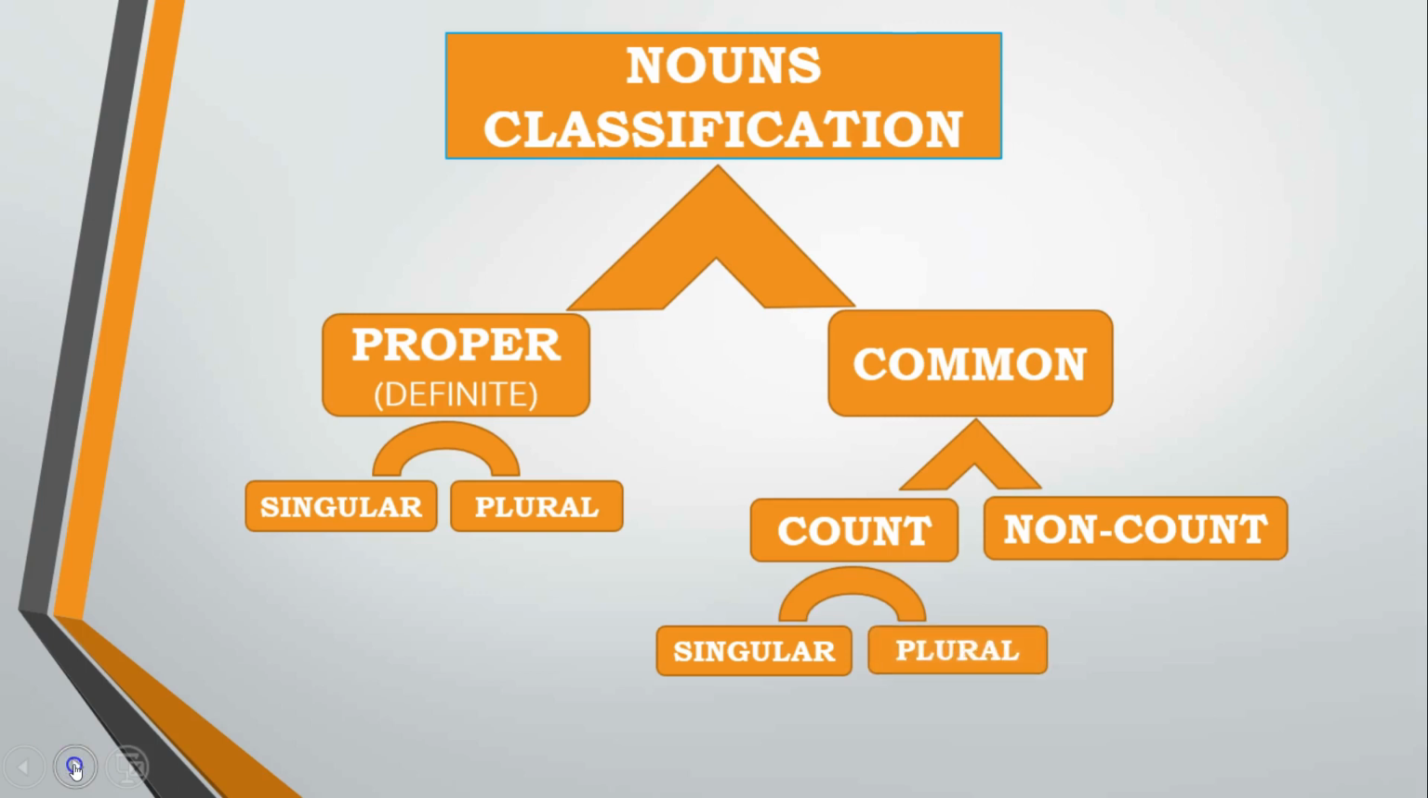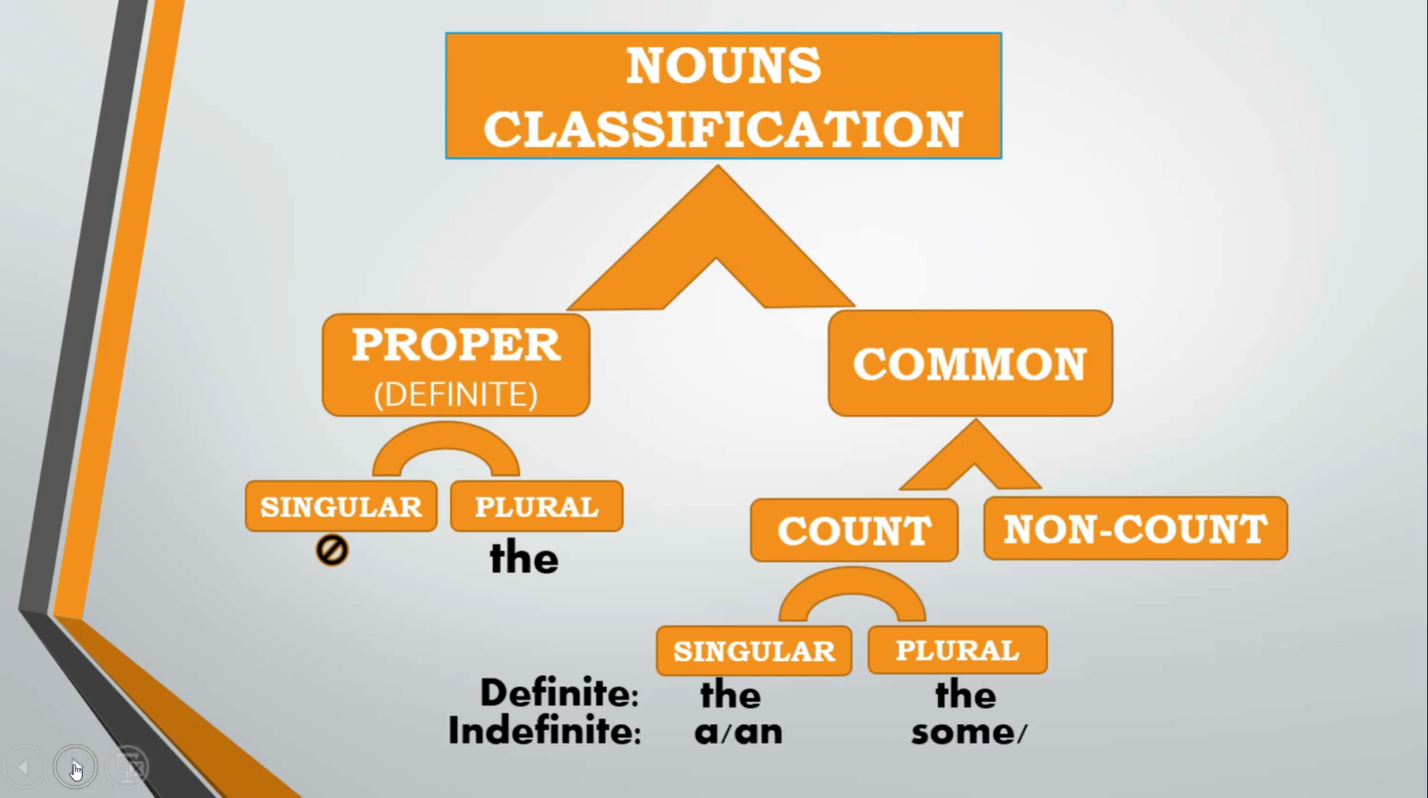When we talk about these articles, we can say that proper singular nouns can often have zero article, but proper plural nouns can have the definite article the in front. And in regards to the common nouns, both count singular and plural can take the definite article the. And regarding the indefinite article, count singular can have a or an, depending on whether the word starts with a vowel or a consonant. Regarding the plural nouns, it can take some, or it can have absence of article.